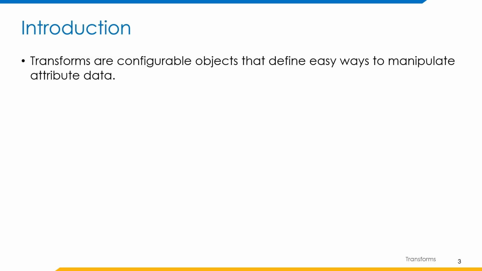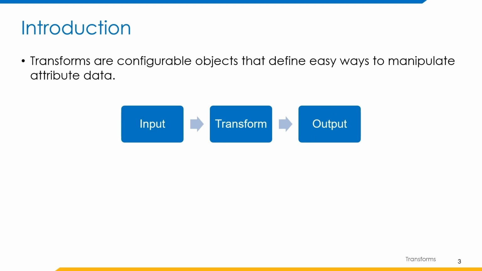Now let's discuss transforms in detail. Transforms allow you to manipulate attribute values while aggregating from a source or provisioning to a source. Let's understand how transform works. We'll be providing input to a transform, transformation occurs, and the output will be returned. The way transformation occurs depends on the type of transform operation we'll be using.